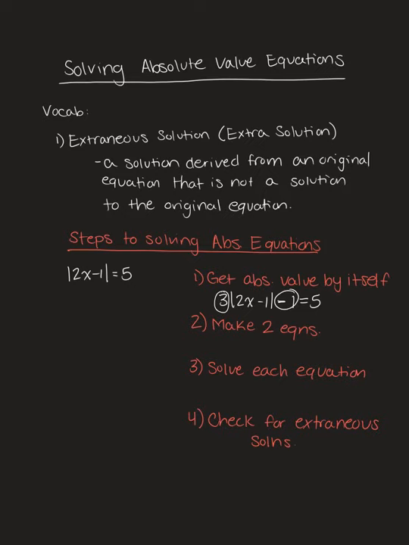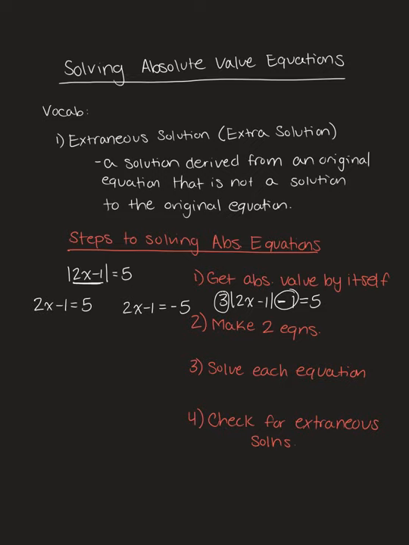First step is get the absolute value by itself. Well, there's nothing being multiplied in front here, and there's nothing being added on to the end. So I'm good there. My next step is to make two equations. So what is inside the absolute value is not going to change. What's going to change is what it's equal to. You're going to have one equal to a positive 5 and one equal to a negative 5. Okay?